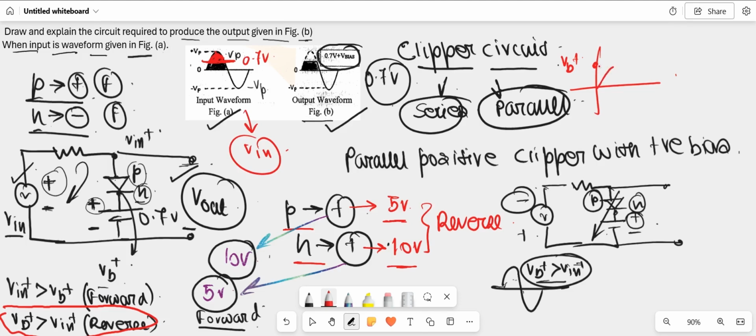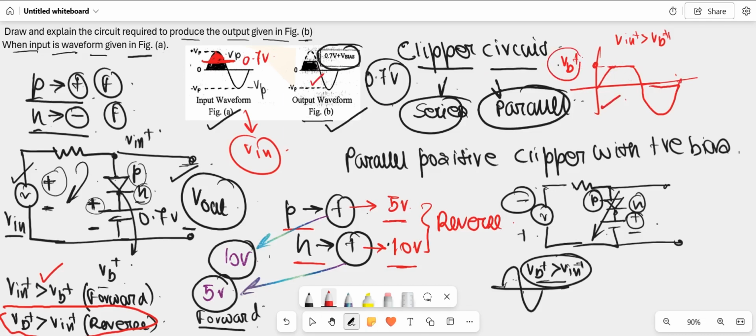And as soon as the V in reaches this particular point, the current, or we can say the output, will saturate. Because if we go beyond this point, then the condition becomes V in positive greater than VB positive. During this condition, the diode will be forward biased, and we won't get any output. So at this particular point, the waveform gets saturated like this, and during the negative half cycle, it will be just the same as the input waveform.